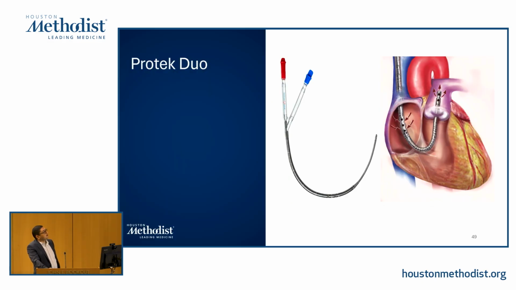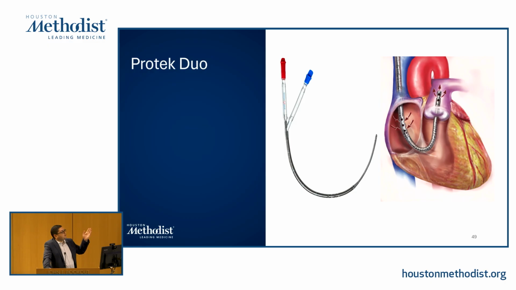Now, we can have different configurations with the ECMO. Jenna and Hannah are probably familiar with this. This is the Protek Duo. It's an ECMO catheter that is dual lumen. So a single catheter with 2 lumens, basically it drains the blood from the SVC and right atrium, and returns it in the PA. So it provides support to the right side of the heart.